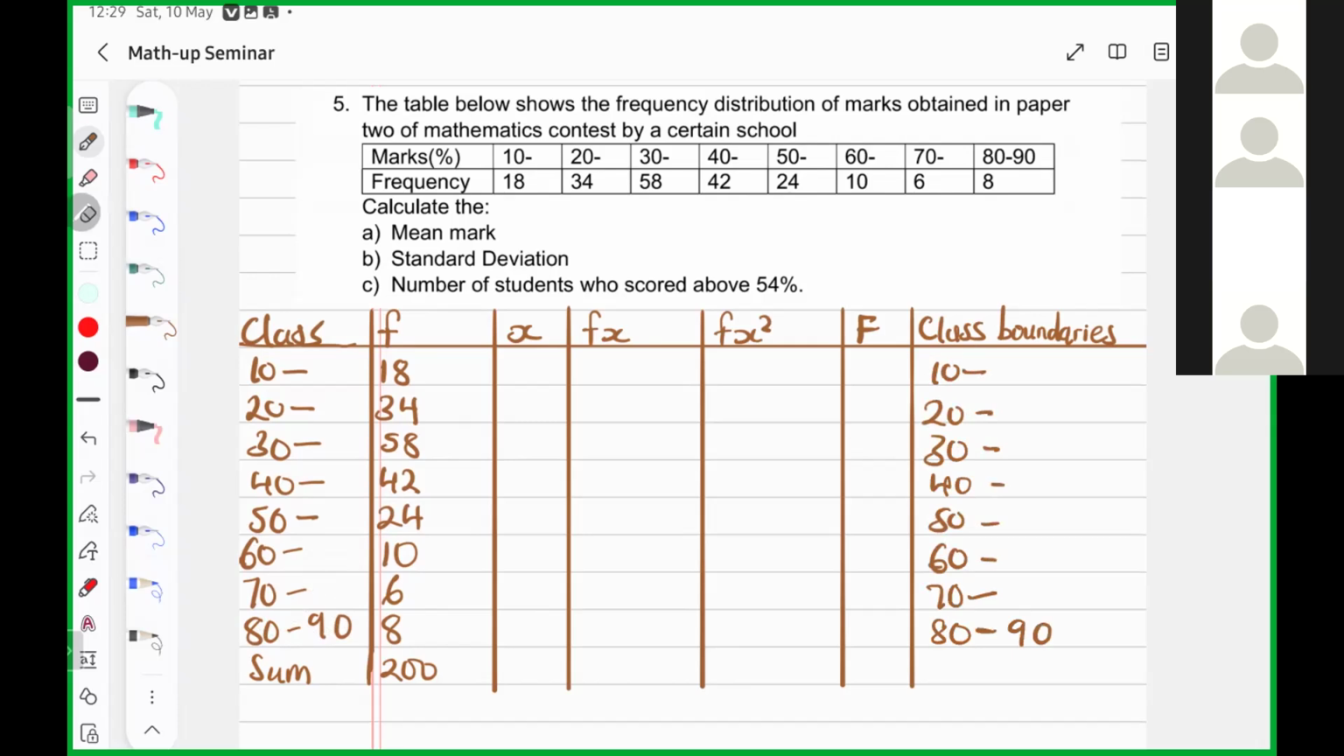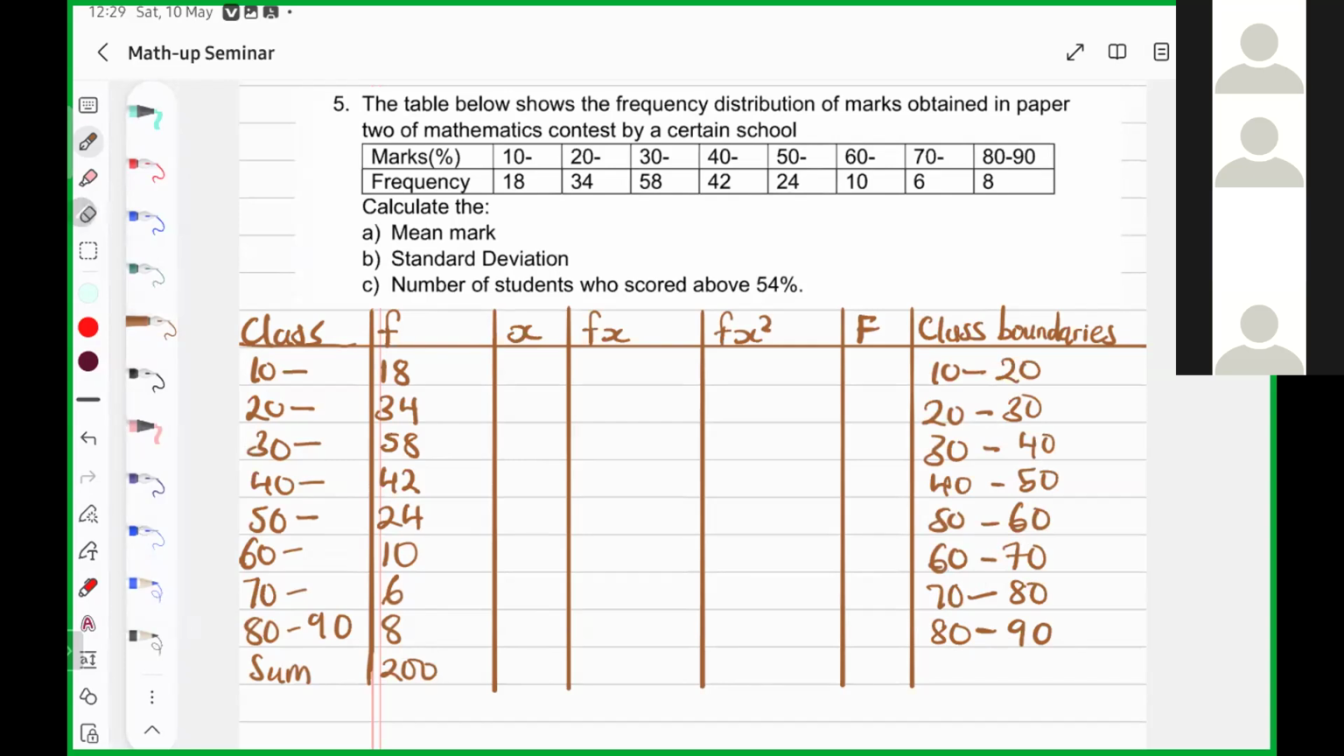So I think you can say that class width is 10, because from 10 we go to 20, then 20 to 30, 30 to 40. So we shall just maintain it. The last class is 80 to 90, so I'll carry the lower class boundary of the last class and make it the upper class boundary of the previous class. So I'll put here 80, then 70, then 60 here, 50 here, 40, then 30, then 20. Those are my class boundaries.